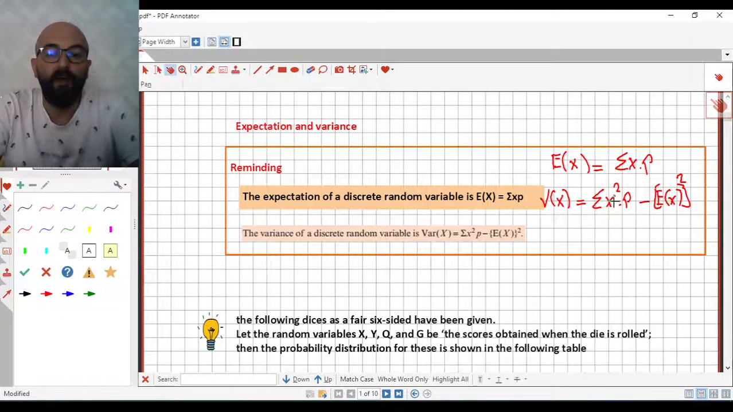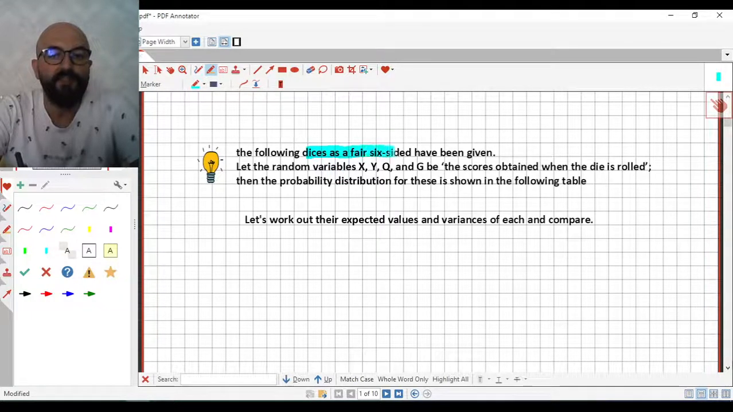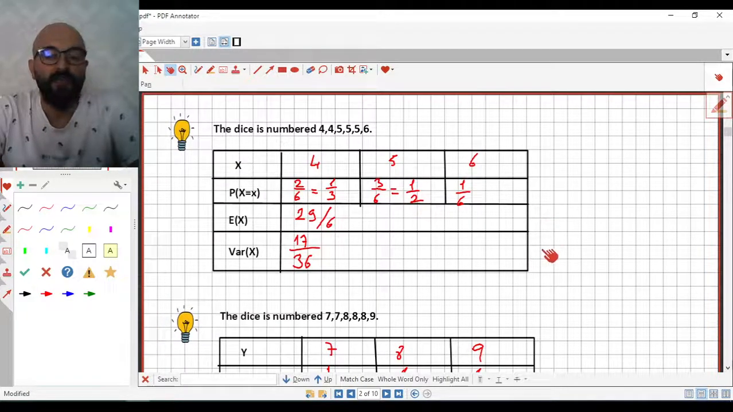Okay. Now, the following dice, which are fair six-sided, have been given. Let the random variables x, y, q, and g be the scores obtained when the dice is rolled. Then the probability distributions for these are shown in the following table. Let's work out their expected values and variances each and compare. Okay, we have some situations about dice that are rolled.